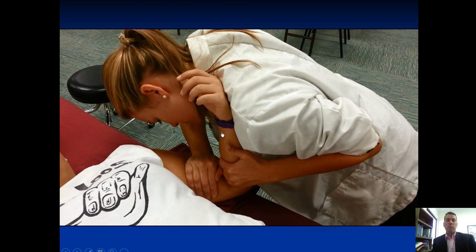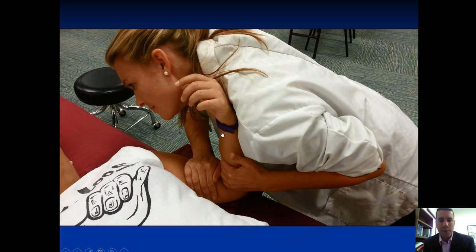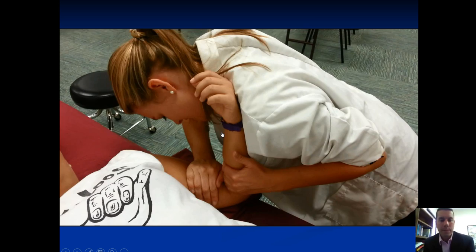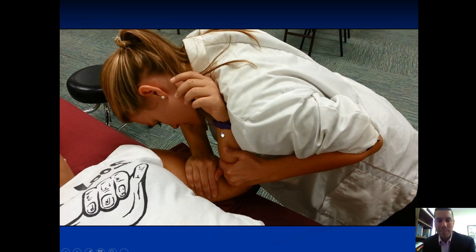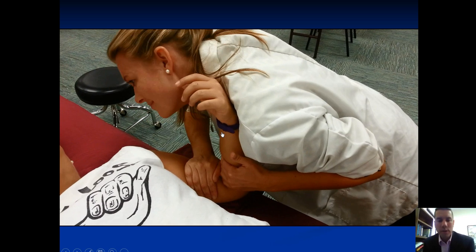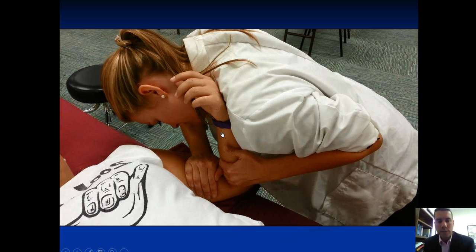Here's an example of an accessory movement. This is a distraction of the ulna, where we take the ulna and pull it away from the humerus. That would be an accessory movement, right? Or an orthokinematic movement. We're moving one joint surface on the other. That's an orthokinematic technique.